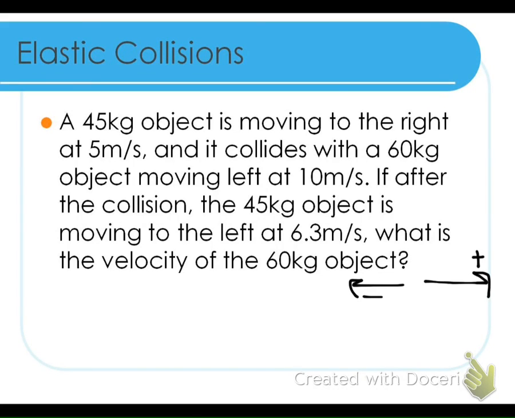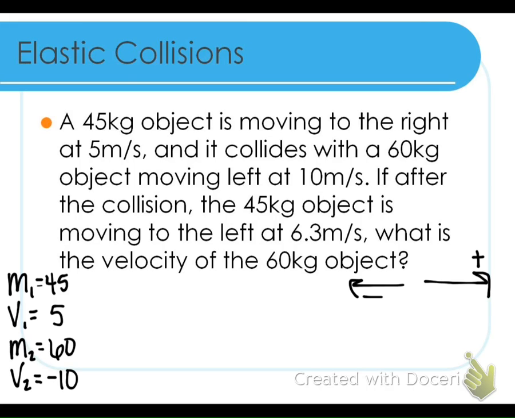All right, so I'm going to just go ahead and start plugging things in here. We'll say mass 1 is the 45 kilogram object. Velocity initial of this 45 kilogram object is to the right at 5 meters per second, so that's a positive 5. Mass 2 is going to be our 60 kilogram object. And our V sub 2 is moving left at 10 meters per second, which means it should be what? Negative. Yep, good, negative 10.